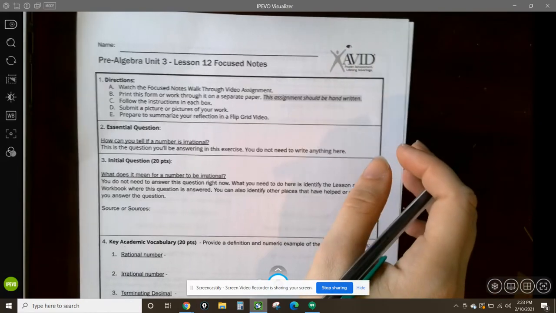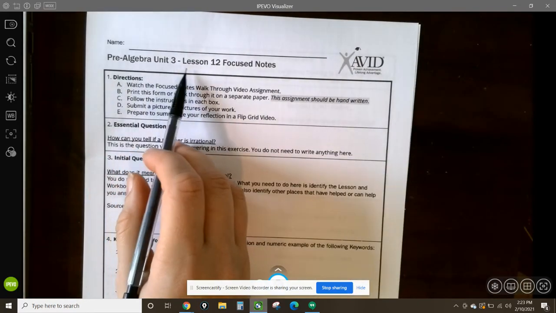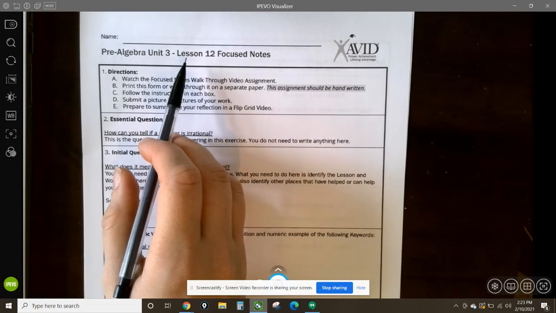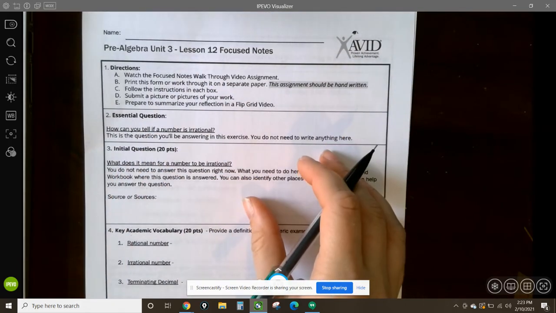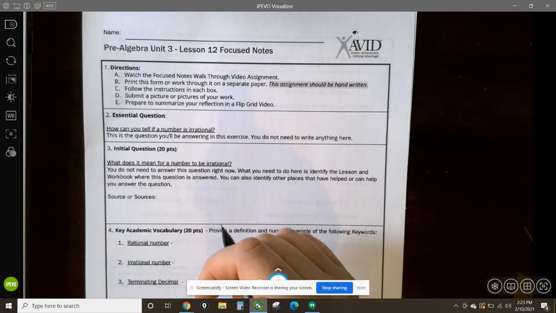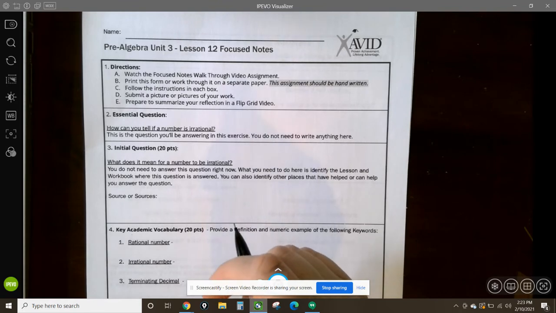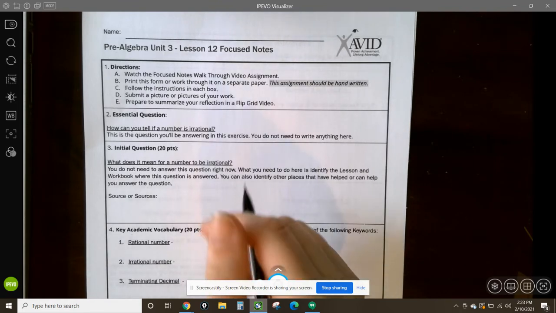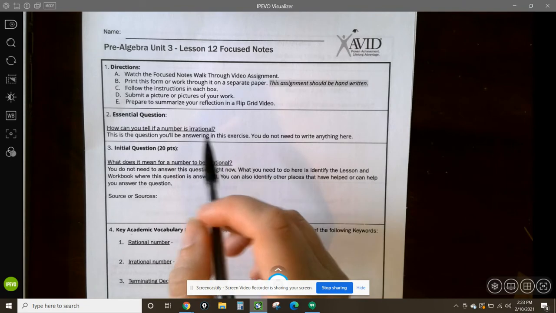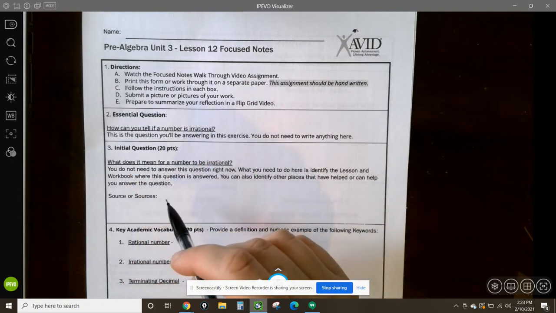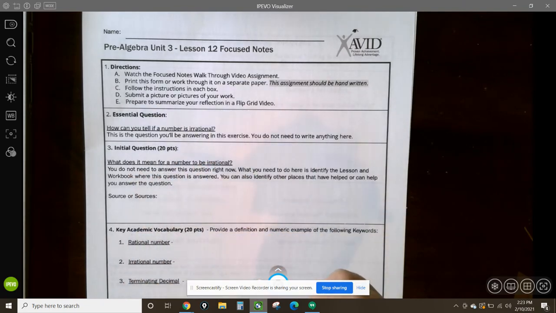Hi math students, this video is to help you with your Pre-Algebra Unit 3 Lesson 12 focus notes. So the first thing you should do is either print out this paper so you can fill it in as we go and then submit a picture of that at the end. Or if you don't have a printer, that's okay. Just get your own piece of paper and write down everything that I write down, and then at the end you'll submit a picture of your own paper.